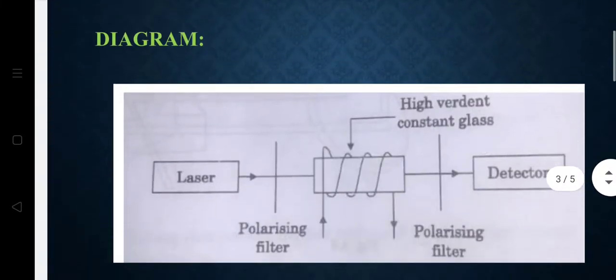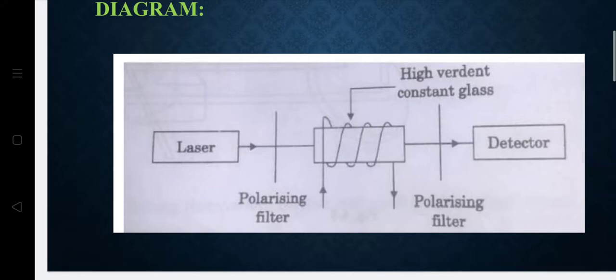This is a diagram of the measurement of voltage and current using lasers. Here the laser sends laser light into the high Verdet constant glass, with a filter in between. It is a polarizing filter. A polarizing filter is one where the vibration occurs in the reflections of the laser light, which produces a single plane light.